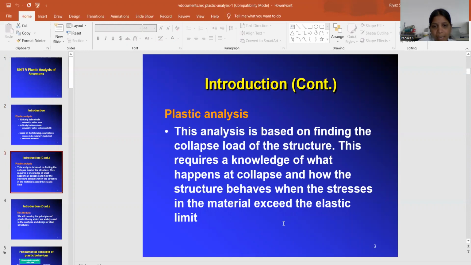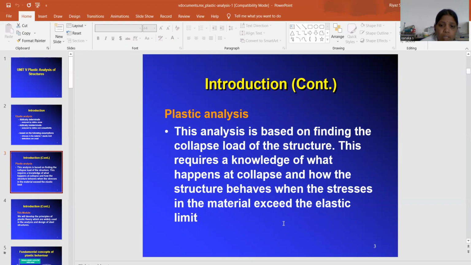The next one is plastic analysis. Plastic analysis is based on finding the collapse load of the structure. This requires knowledge of what happens at collapse and how the structures behave when the stresses in the materials exceed the elastic limit. Elastic analysis covers statically determinate and indeterminate structures. Determinate is by statics alone, and indeterminate is by statics and compatibility.